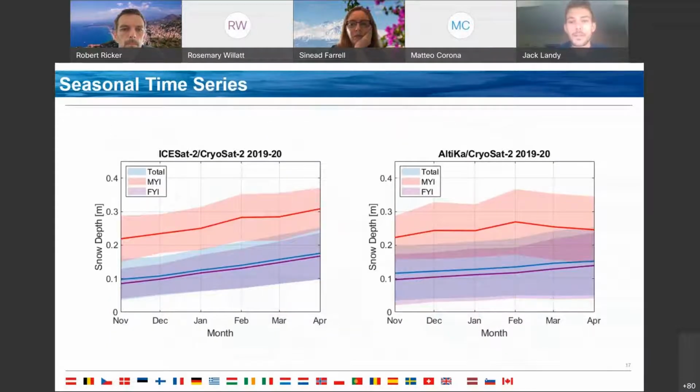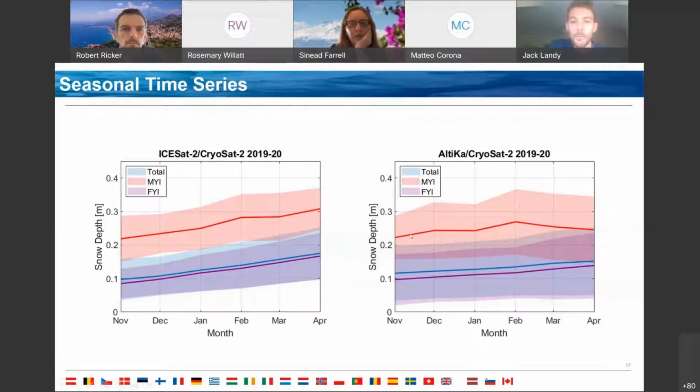These are the time series of those plots for IceSat-2 and for Antarctica. Because the IceSat-2 laser freeboards increase at a faster rate over the winter than the CryoSat-2 radar freeboards, you get this accumulation of snow over the course of the season, which is what we expect based on observations. But with Antarctica, the radar freeboards are increasing only marginally faster than the CryoSat-2 radar freeboards. So generally, there's not much seasonal variability.